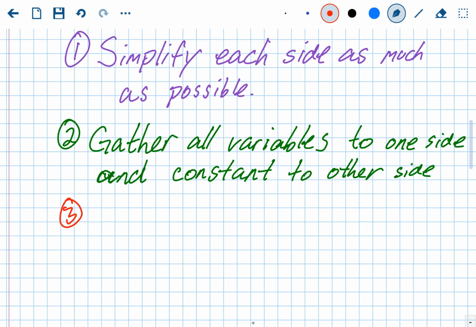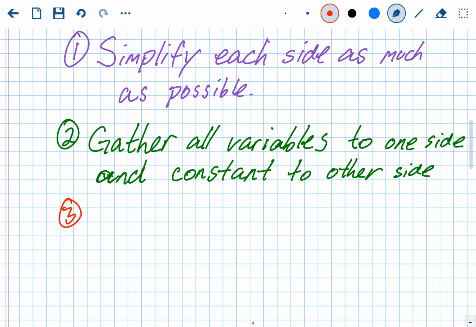All right, and then finally, and this is kind of step 2, really. If you're gathering all the variables to one side and moving the constants to the other side, you're going to use this step to do that. So you're going to use inverse operations to switch sides.